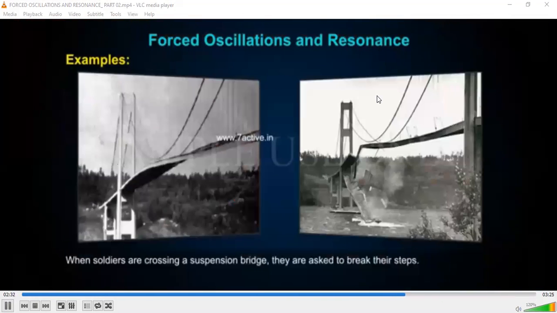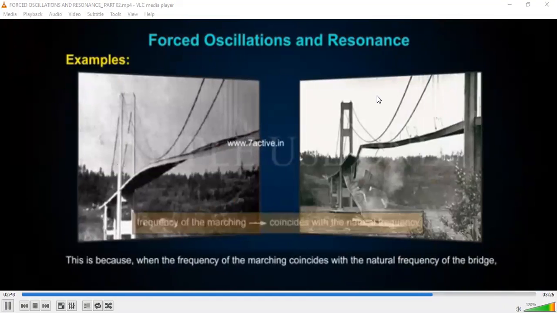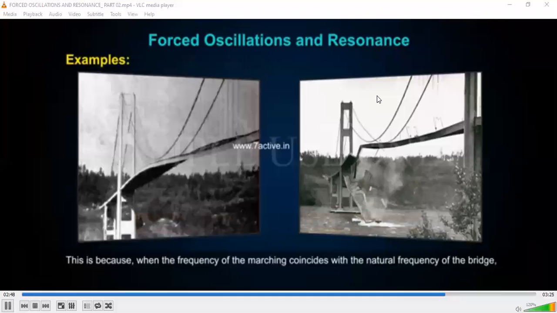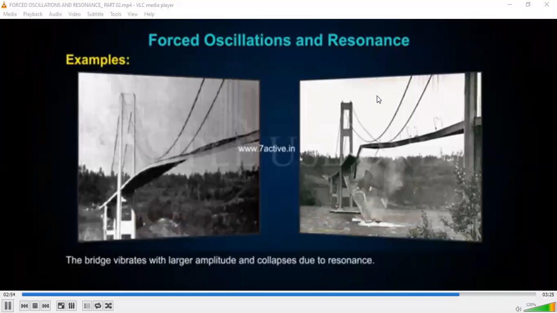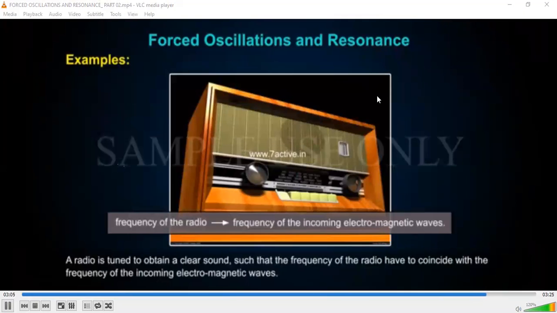Examples. When soldiers are crossing a suspension bridge, they are asked to break their steps. This is because when the frequency of the marching coincides with the natural frequency of the bridge, it vibrates with larger amplitude and collapses due to resonance. A radio is tuned to obtain a clear sound, such that the frequency of the radio has to coincide with the frequency of the incoming electromagnetic waves.